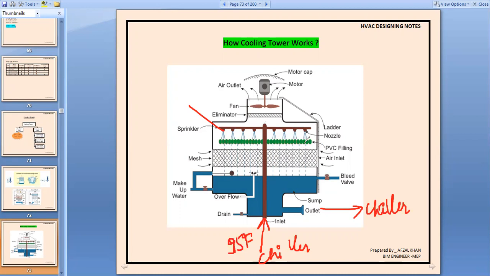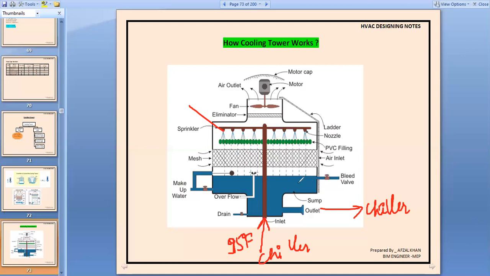Okay, it spreads all over that PVC filling. The PVC filling is like a honeycomb, it looks like a beehive. I will show you one, I'll show it right now, just 1 minute. So when water falls on this PVC filling, the surface area of the water increases. When the surface area of the water increases, the heat transfer rate increases. So the greater the surface area, the greater will be the heat transfer.